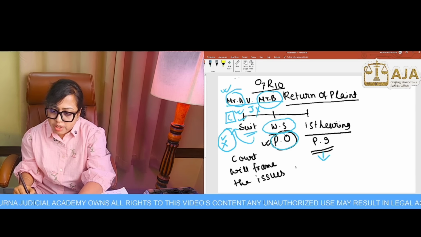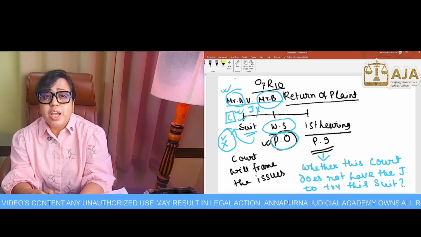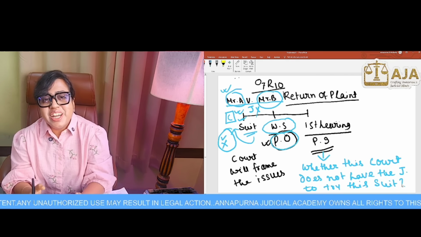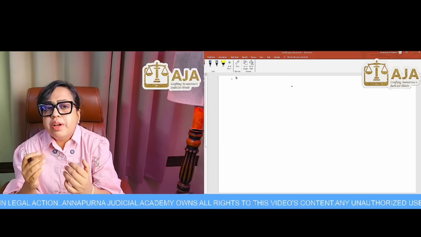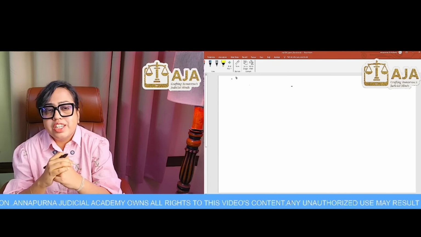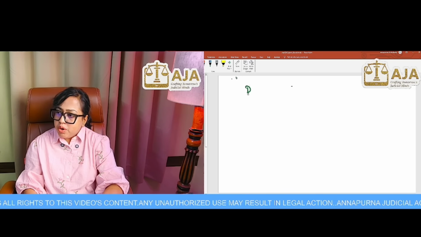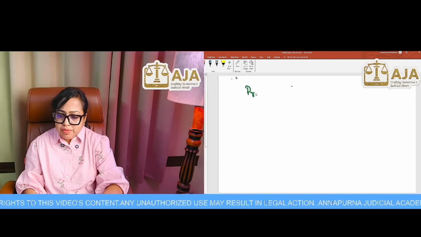So, what will be the preliminary issue? The preliminary issue will be whether this court does not have the jurisdiction to try this suit. Now, there is an important concept in CPC which is very much relevant in this context, that is presumption of jurisdiction.